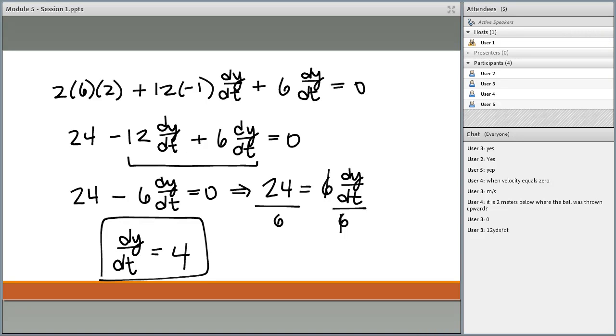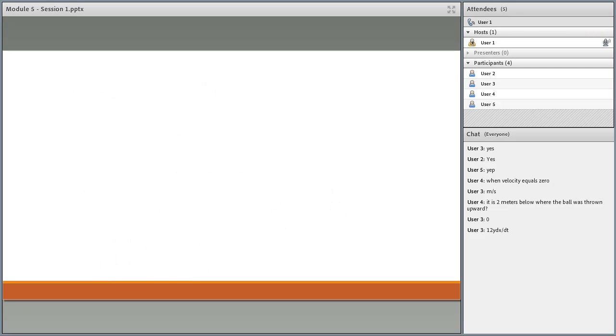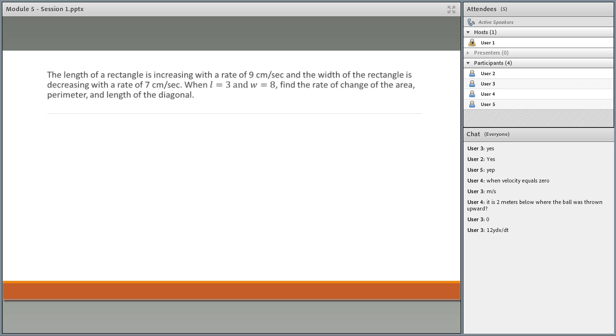All right. Let's do another example similar to this one, but a little bit more information is given. The length of a rectangle is increasing with the rate of 9 centimeters per second, and the width of the rectangle is decreasing with a rate of 7 centimeters per second. When L equals 3 and W equals 8, find the rate of change of the area, perimeter, and the length of the diagonal.